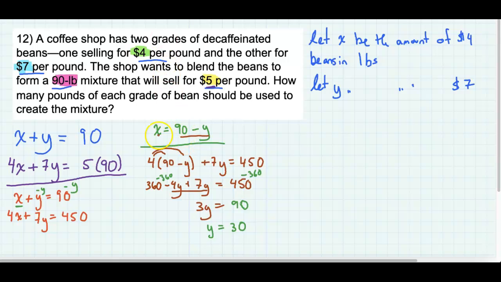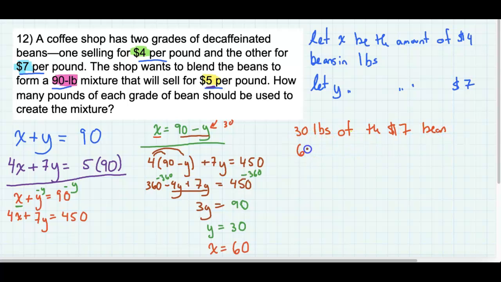And then it's pretty easy to get the x value because it's just 90 minus 30, right? So x is equal to 90 minus 30, which is 60. Okay, so let's just check this out. Those would add up to 90 pounds, right? So it's 30 pounds of the $7 bean and 60 pounds of the $4 bean. We already know that adds up to 90, but let's just double check.